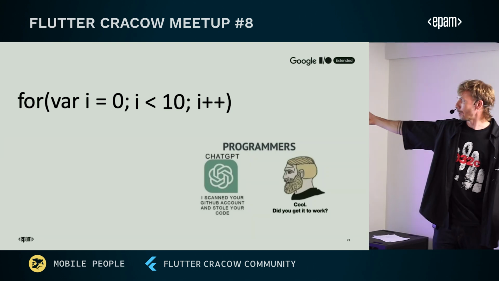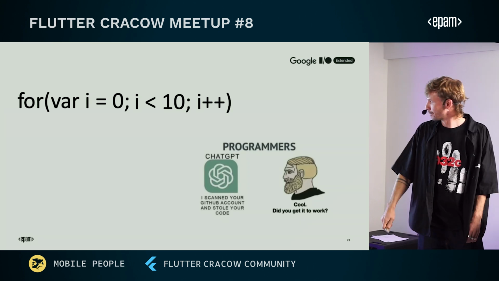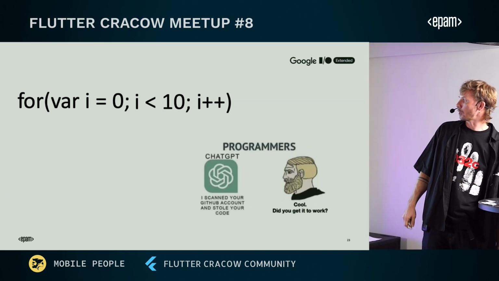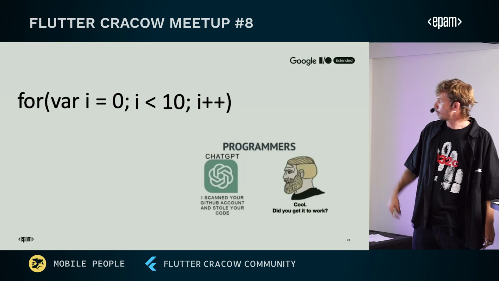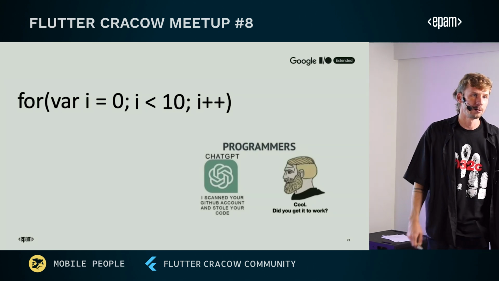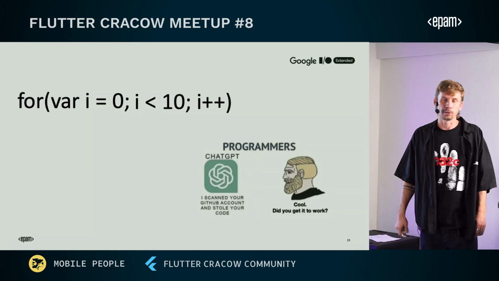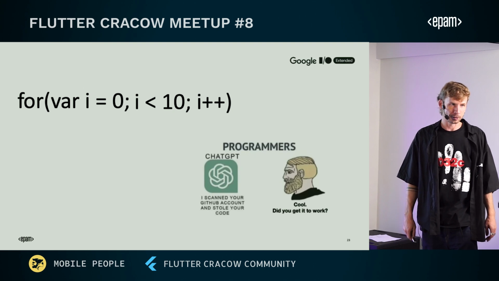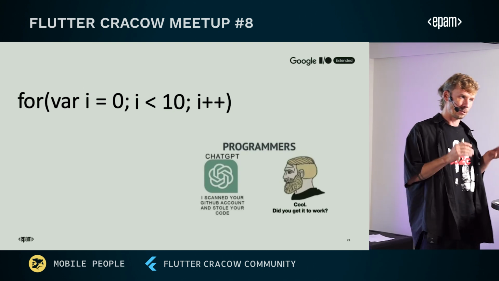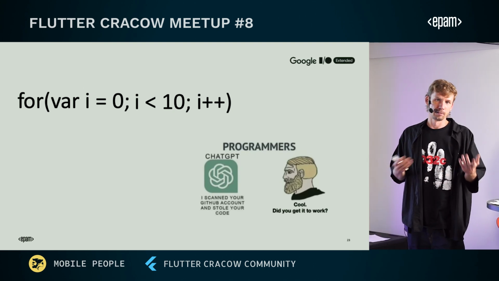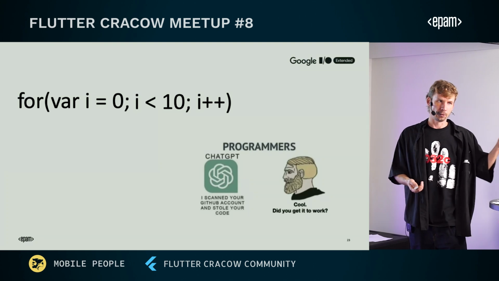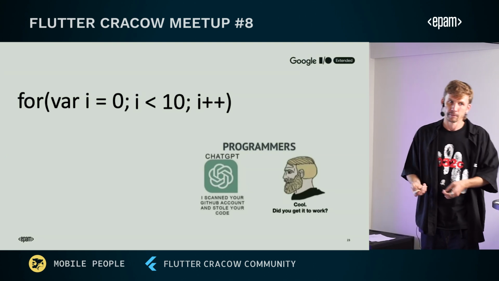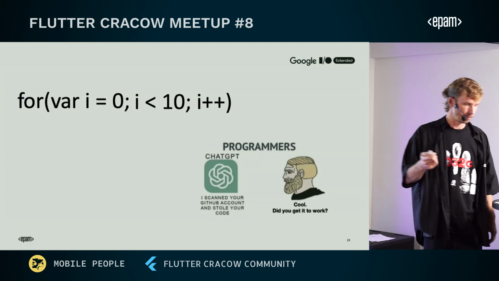So if you haven't seen this meme: ChatGPT says, "I scanned your GitHub account and stole your code." And the programmer answers, "Cool, did you get it to work?" So don't trust code generated by AI, because AI doesn't really understand. AI just generates for you a sequence of symbols, and then you can use it.